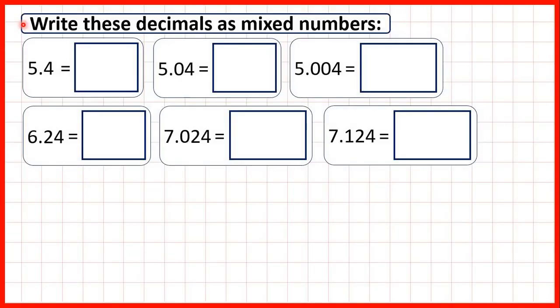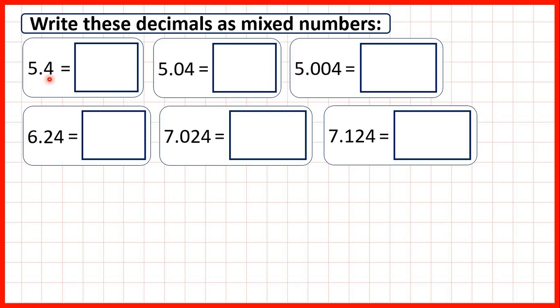We need to write these decimals as mixed numbers. So first we have 5.4. Remember, the digit before the decimal point is the ones digit, so that tells us how many ones or wholes we have, and then the digit after the decimal point is the tenths digit.